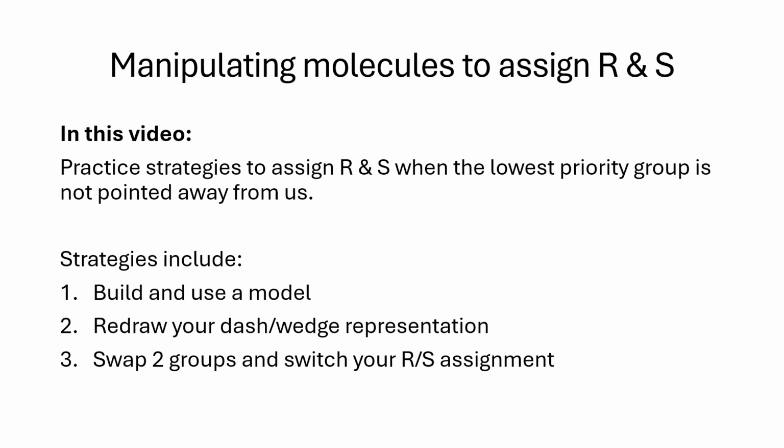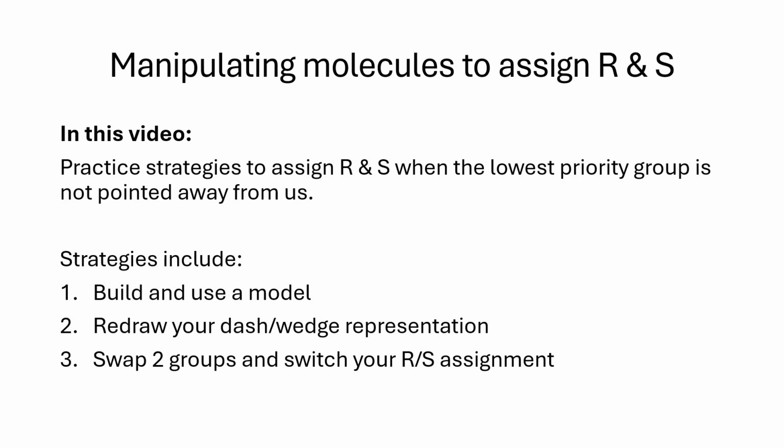In this video, we're going to build on what we talked about in the last video when we assign R and S. Notice the third step whenever we assign R and S is that we had to make sure that the lowest priority group was going away from us. Well, what if that's not true? What if we're given the molecule and the hydrogen, or whatever the lowest group is, coming towards us? We need strategies to deal with that.